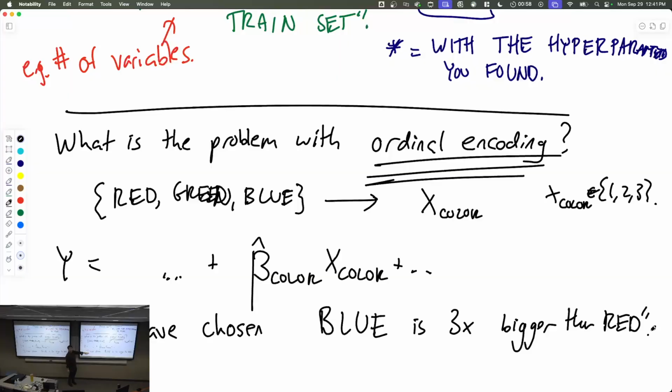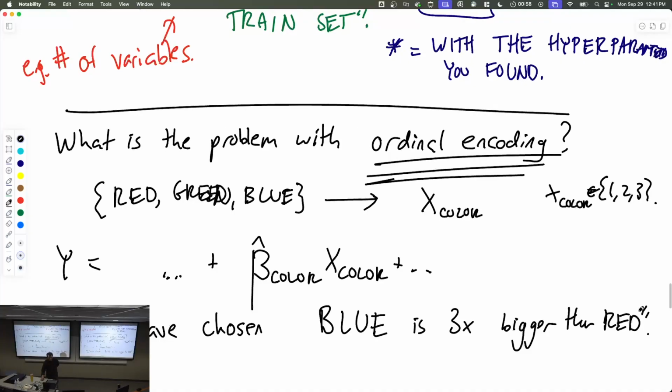Unless this assumption is justified by what you're doing, like if you know for a fact that blue is 3 times bigger than red, then this would be true. But other than that, you do not want to make this assumption. This will really screw up your use of the information. The model is going to try to find the best value that works with this assumption, which is very far away from having a good prediction.